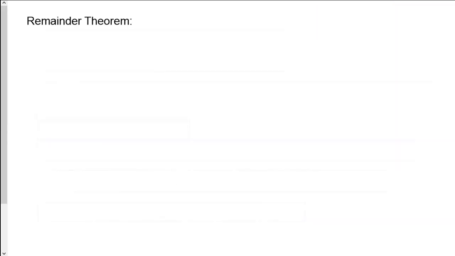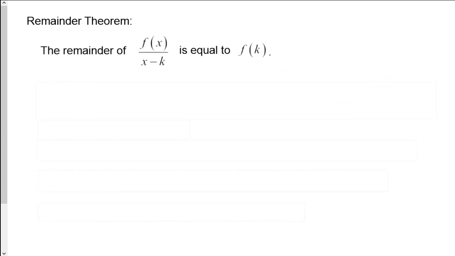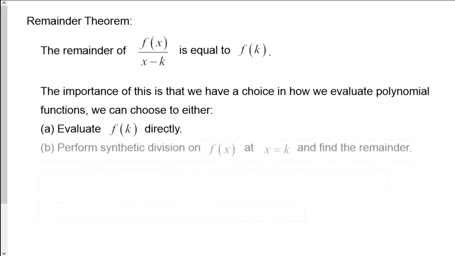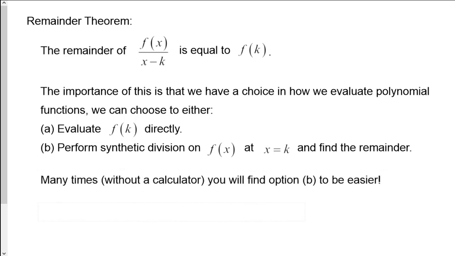So that leads us to what's called the remainder theorem. The remainder theorem says that the remainder of a polynomial function divided by x minus k is equal to f of k. So again, the importance is that we have a choice in how we evaluate polynomial functions. We can choose to either evaluate f of k directly, just plug the number in, get the result, totally fine. Or perform synthetic division on f of x at x equals k and find the remainder. In most situations, especially if you don't have a calculator handy, you'll find option B actually to be easier.